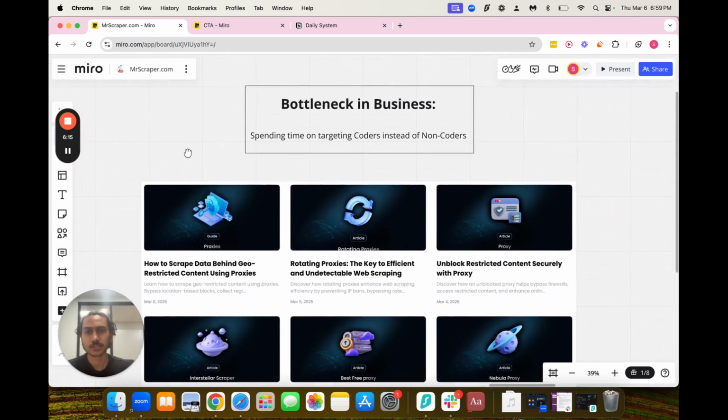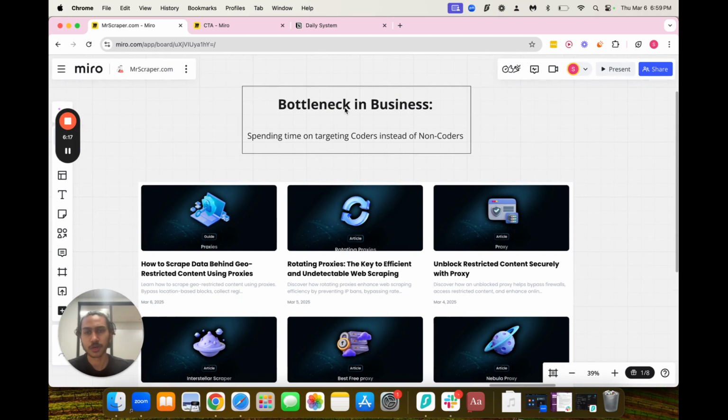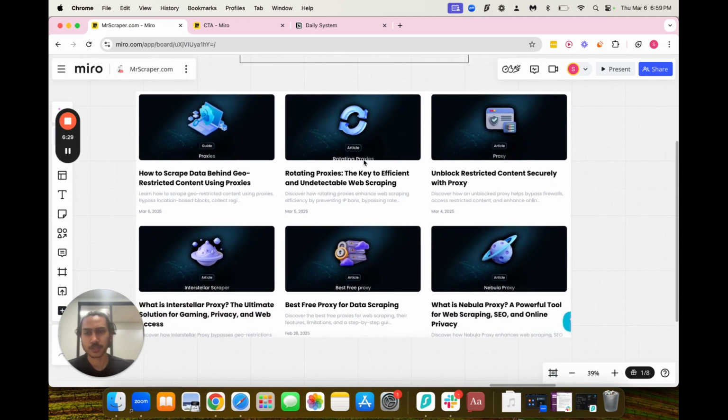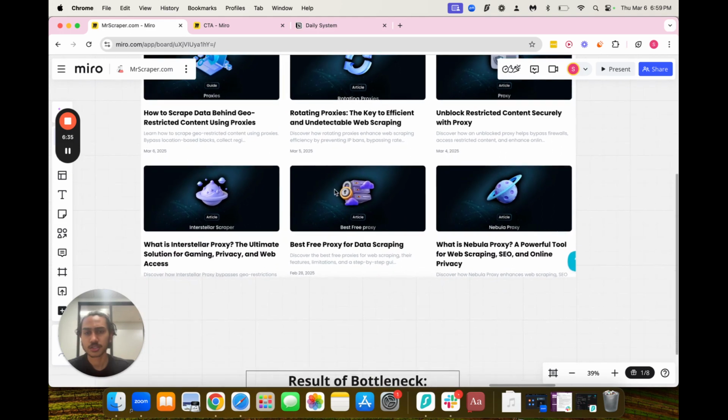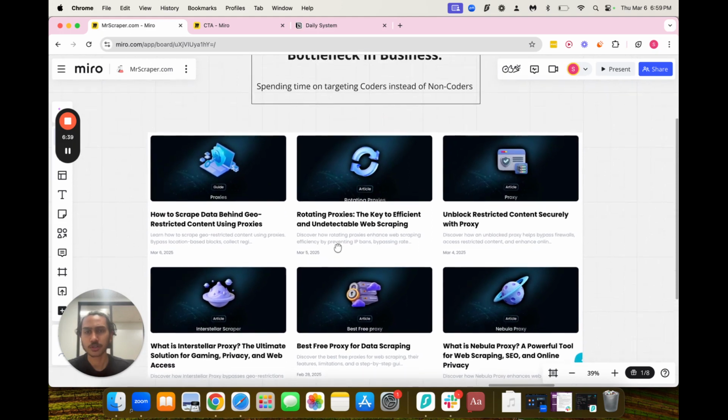Now, here is the presumed bottleneck in their business right now. They're spending time on targeting coders instead of non-coders. As you can see, this is their blog page, their most recent content. They're making content on people who know how to code rather than people who don't know how to code.